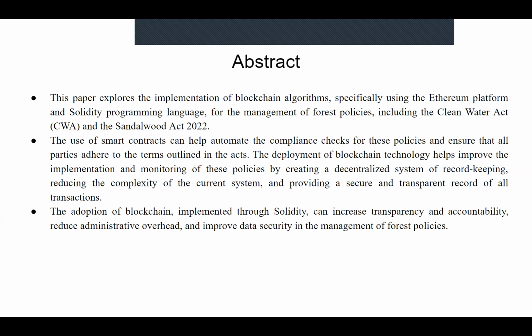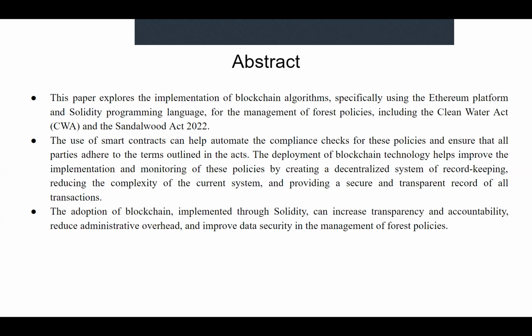The use of smart contracts can help automate compliance checks for these policies and ensure that all parties are adhering to the terms outlined in the acts. The deployment of this technology helps improve the implementation and monitoring of these policies by decentralizing the system of record keeping, reducing the complexity of the current system, and providing a secure and transparent record of all transactions. So it can increase transparency and accountability, reduce administrative overhead, and also improve data security in the management of these policies.